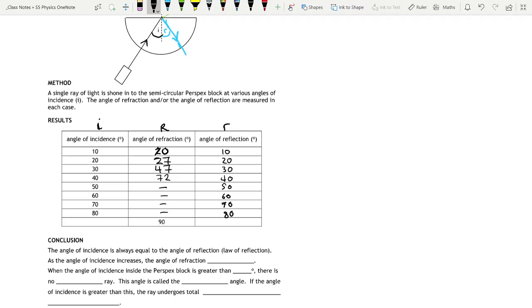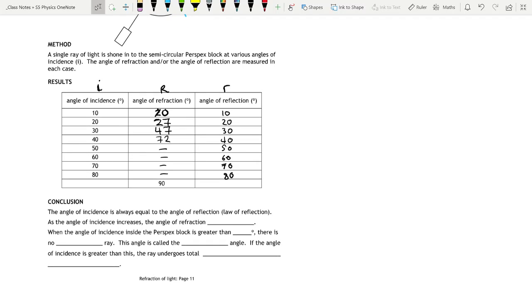So the critical angle will be between 40 and 50, because above 50 we don't have any more refraction, and at 40 we do have a refracted ray. The angle of incidence is always equal to the angle of reflection. We know that because that's the law of reflection. As the angle of incidence increases, the angle of refraction also increases.